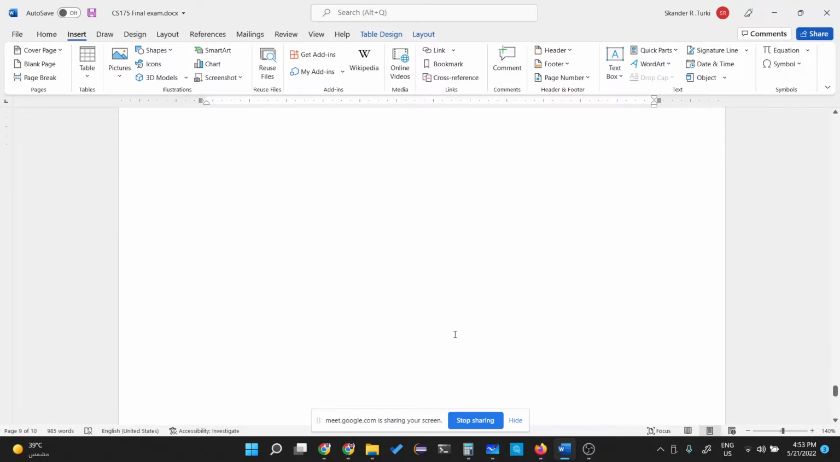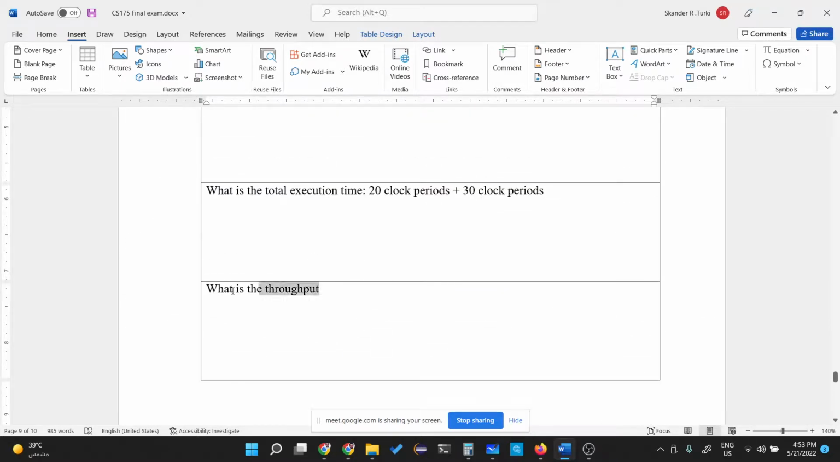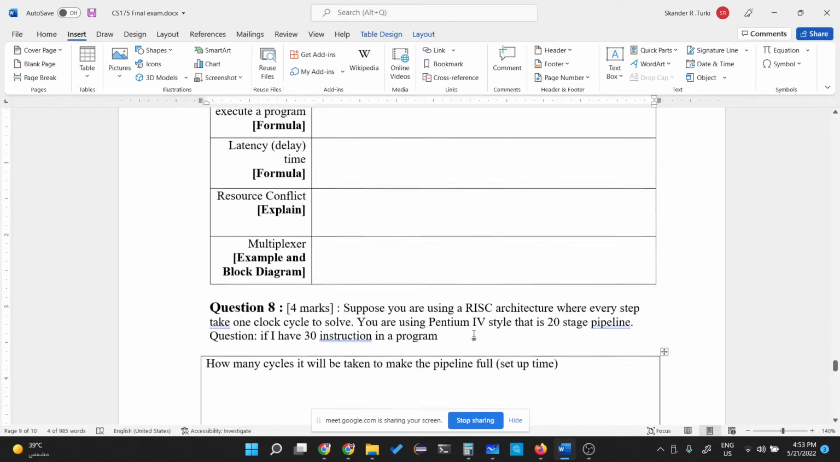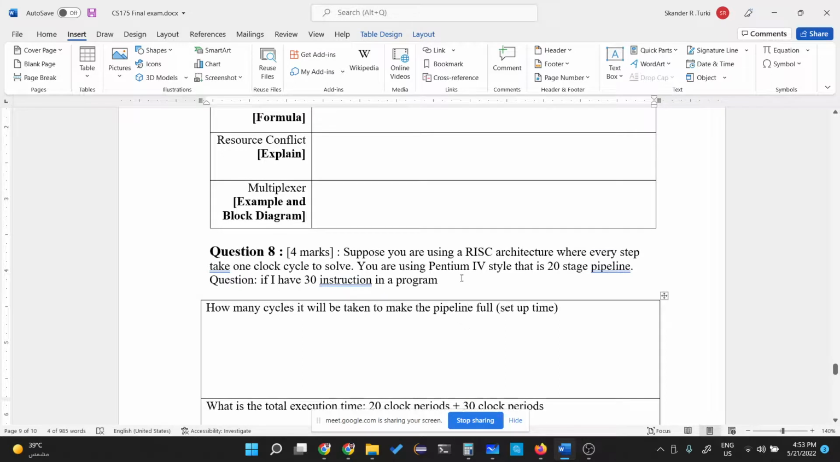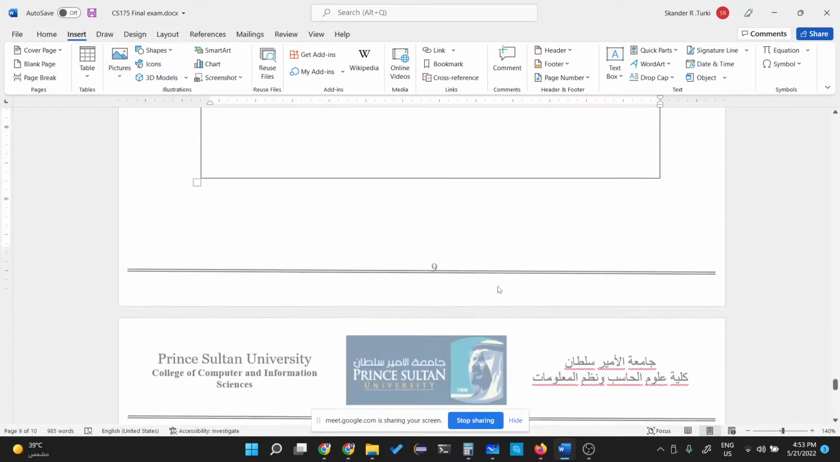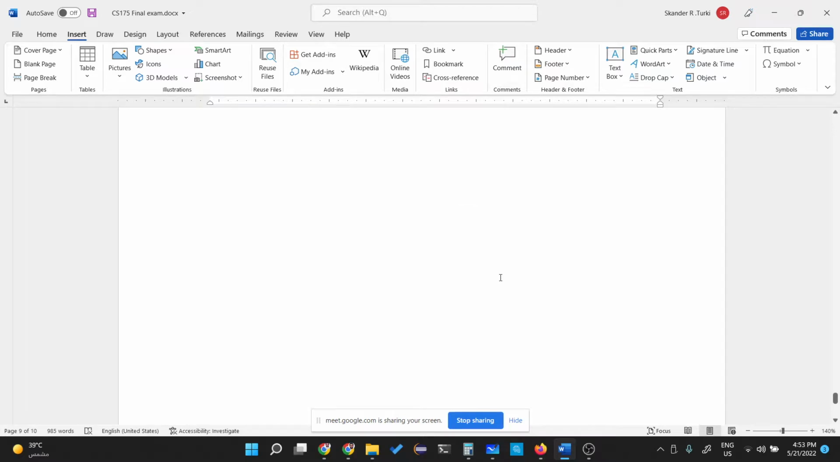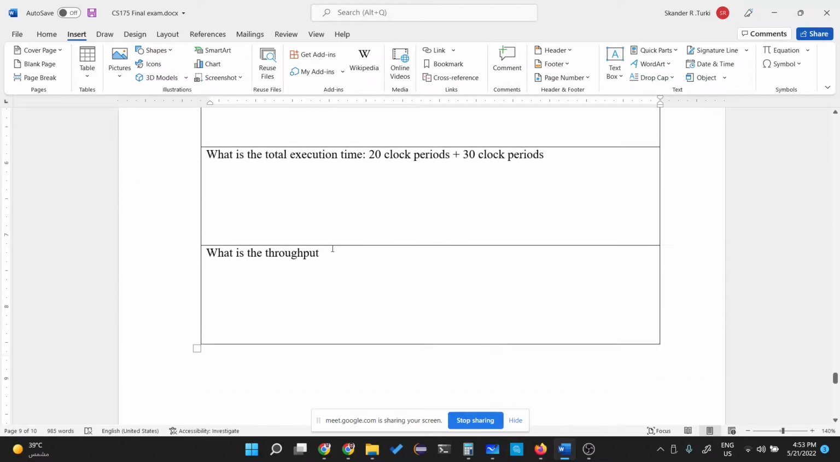I think this question here is incorrect. What is the throughput? To compute the throughput, you need the frequency, so there is an error here. The throughput is 1 over the frequency, right? You need the frequency to compute the throughput. You cannot compute it just like that. So there is an error in this question.